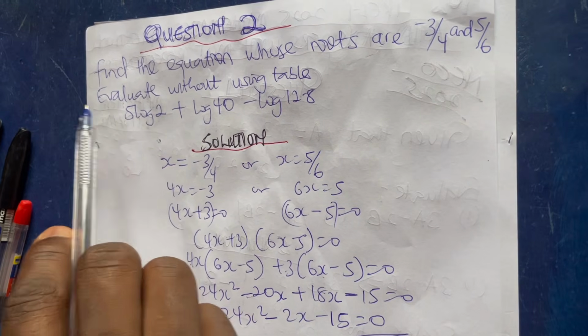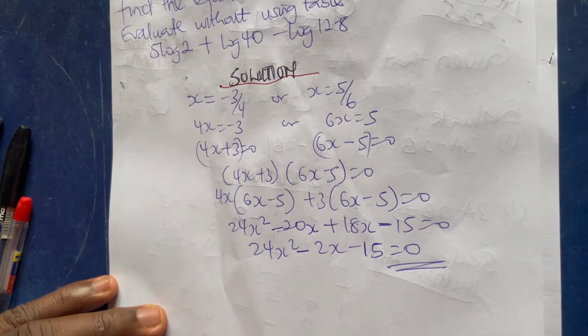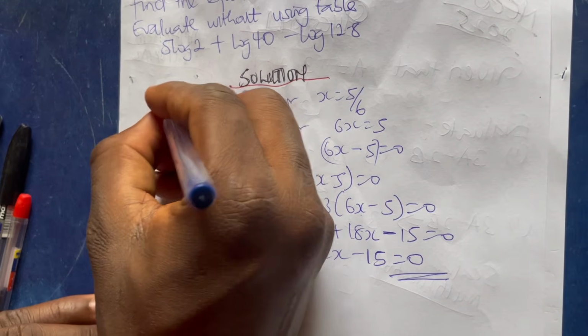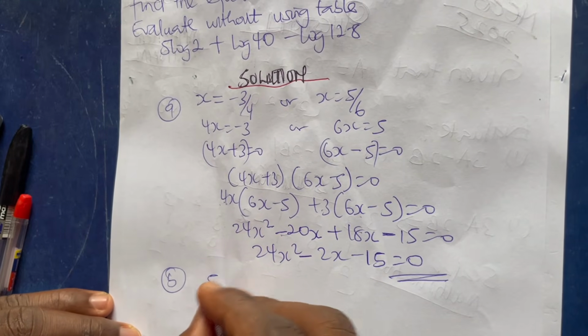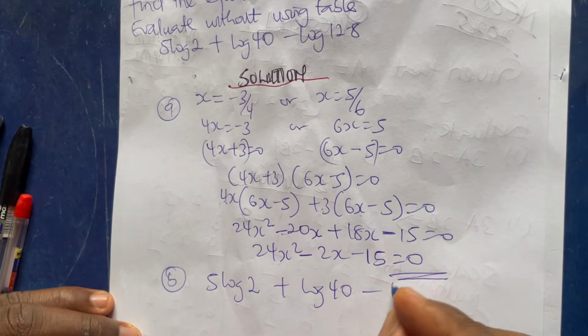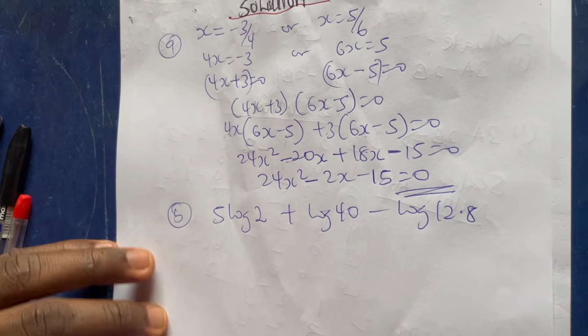So for the other one, it says evaluate without using table. You have to evaluate this. Let me name this one A, let me name this one B. So this will be 5 log 2 plus log 40 minus log 12.8. Okay, so how do we solve this?